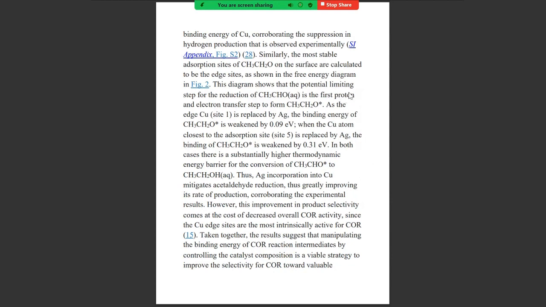The diagram shows that the potential limiting step for reduction is the first proton-electron transfer step from CH3CH2O, where the Cu is replaced by silver and the binding energy of CH3CH2O is weakened by 0.09 electron volt. When the copper atom close to the adsorption site is replaced by silver, the binding of CH3CH2O is weakened by 0.31 electron volt. In both cases, there is a higher thermodynamic energy value for conversion of CH3CH2O to CH3CH2OH. Thus, silver incorporation into Cu mitigates acetaldehyde reduction, greatly improving the rate of production, corroborating the experimental result.